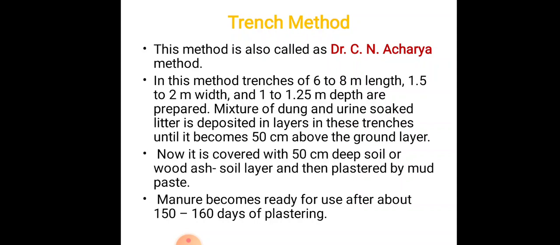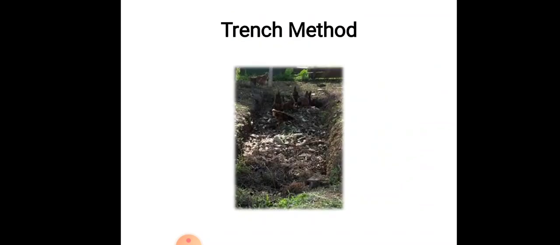Now the upper surface of these layers is plastered with mud, and the manure is ready after 150 to 160 days of plastering. So this is the important point from the trench method. In this image you can see how the trench is formed, then the materials are arranged in layers. So this is the trench method.